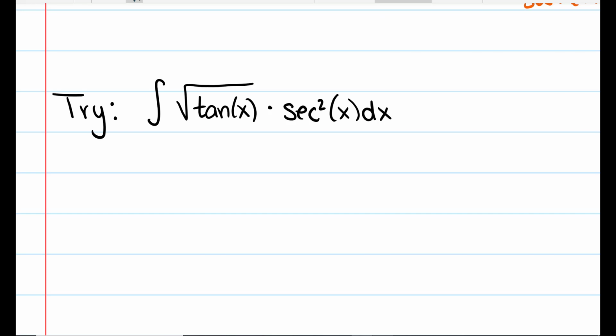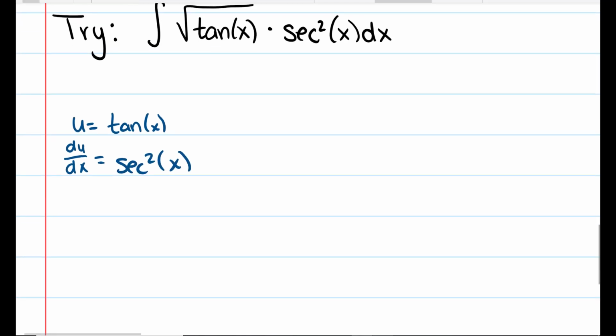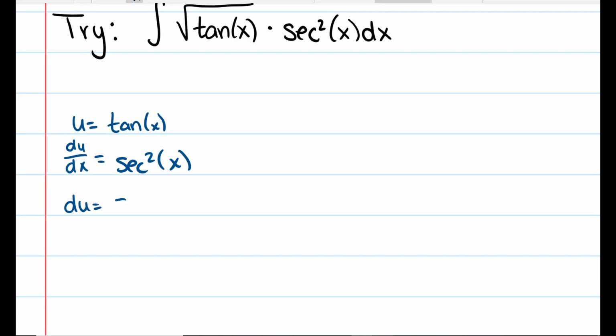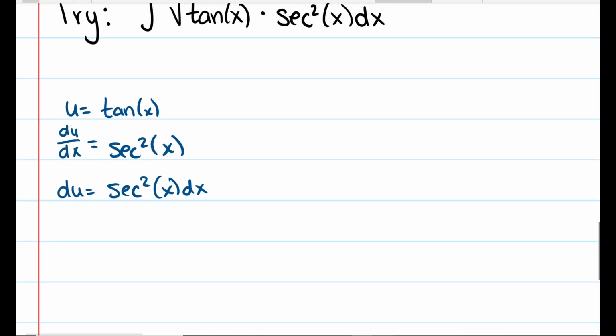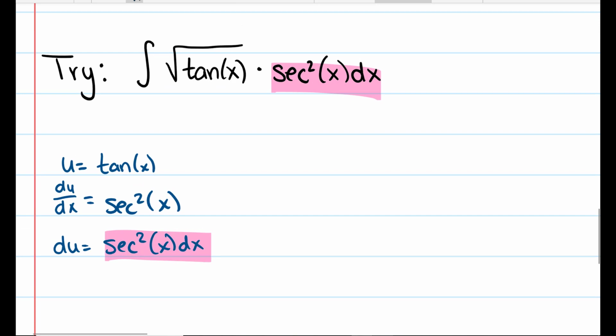So first, we're going to let u equal tangent of x. The reason I know to do this is because I know the derivative. When I take the derivative of both sides, the derivative of tangent of x is secant squared of x. So then I get du is equal to secant squared of x dx. And I've got this here, and I've got it here. So I'm good to go.